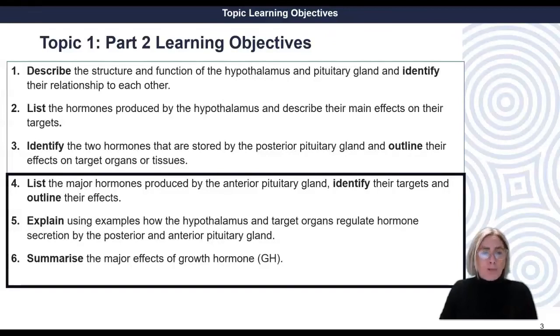Welcome back, everyone. We're going to continue with the hypothalamus and the pituitary gland, and the detailed learning objectives are as follows. So be able to list the major hormones produced by the anterior pituitary gland, identify their targets and outline their effects. Then be able to explain using examples how the hypothalamus and target organs regulate hormone secretion by the posterior and anterior pituitary gland, and summarize the major effects then of growth hormone.